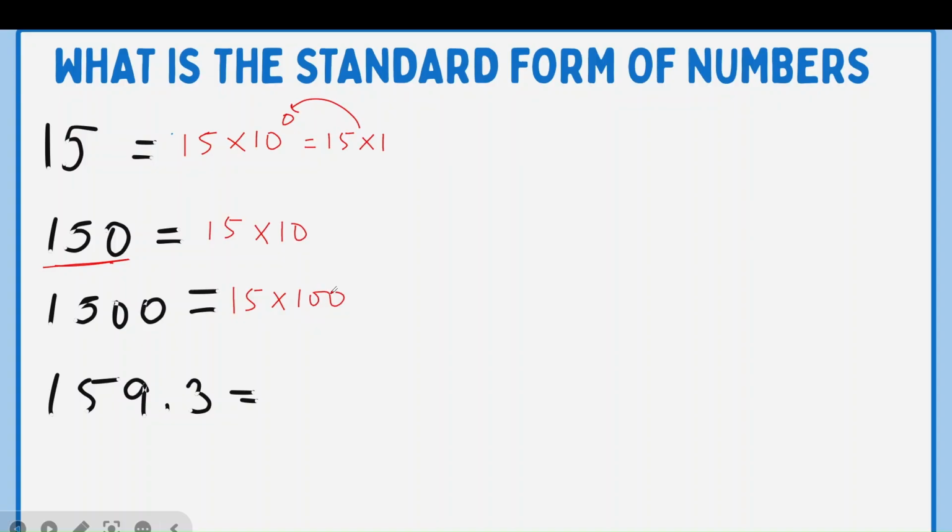But then what is happening? We are writing our numbers in terms of zeros. What happens when you do not have zeros, or when you have a decimal like this? Is this a standard form? No, this is not the standard form.